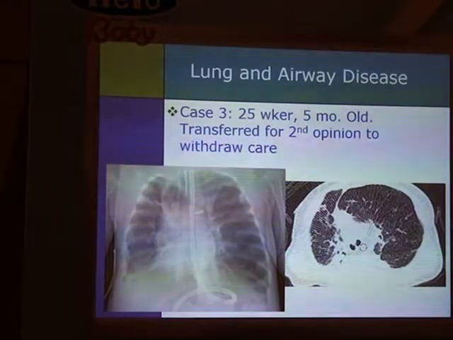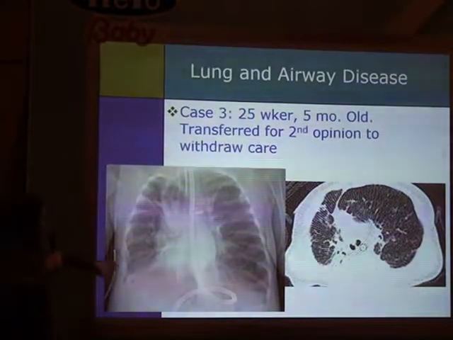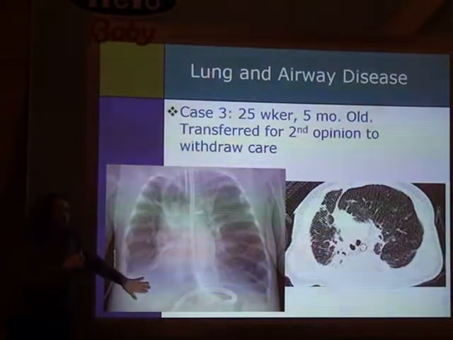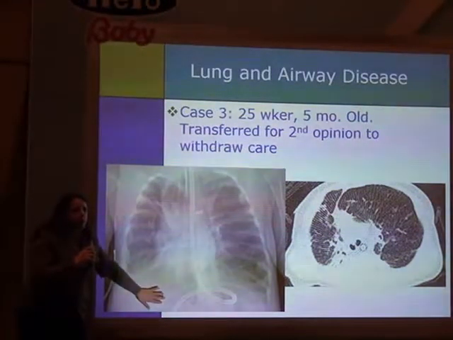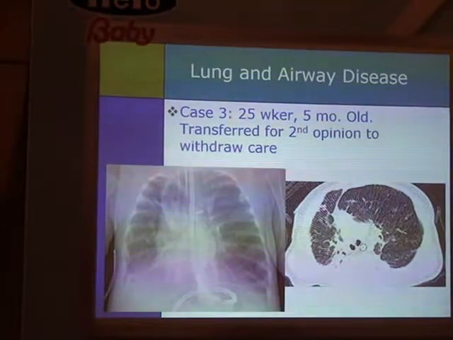A third case is a 25-weeker who was 5 months old when they were transferred to us, and they were transferred for a second opinion of withdrawal of care. The family, before making that decision, really wanted to have a second consultation. Had been on mechanical ventilation her whole life. She came to us on a PEEP of 3, and they were using a very low level of PEEP because of the overinflation that you can see on her x-ray. In this area down here, you almost see lung down here. It's because the lung was herniating over the diaphragm. That's how hyperinflated they were.